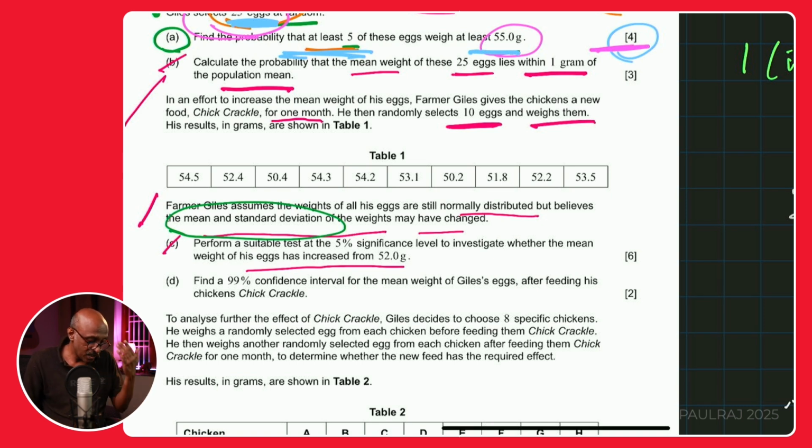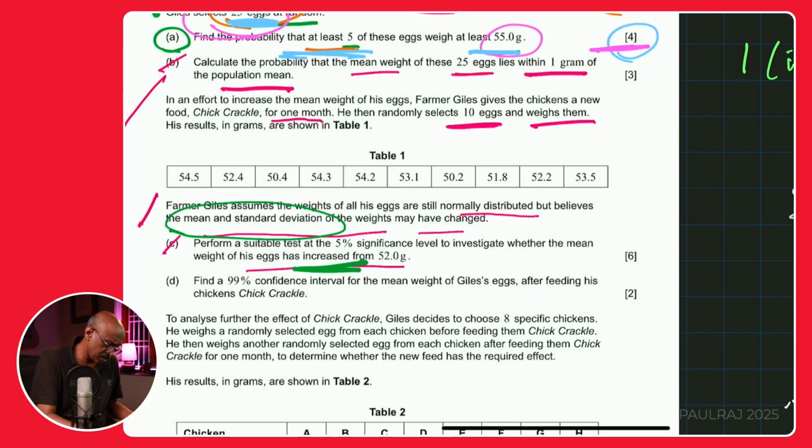Obviously, the mean and the standard deviation have changed because of that new feed. So in this case, we are going to use a one-tailed test, because we want to know whether it has increased. We are going to use a one-tailed t-test. Why a t-test? Because we are unaware of the population standard deviation. It could have changed. To do this, we're going to use the calculator, but we need to write down the hypotheses clearly.